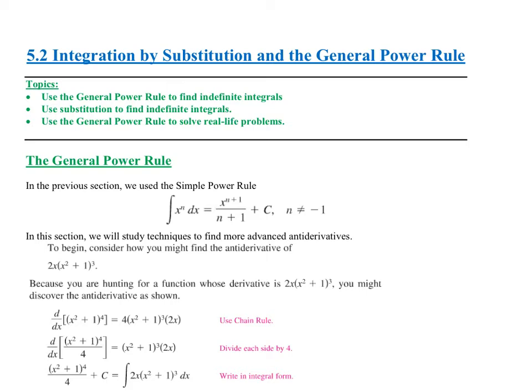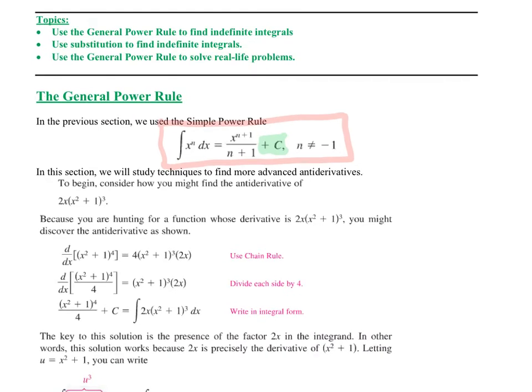Okay, so we just want to remind ourselves what the power rule was. In the previous section, it says anytime you have x to the n, if you're going to do the integral or the antiderivative, you raise the power by 1 and then you divide by that same number plus 1. And then again, never forget that plus c, which is your arbitrary constant, the constant of integration.